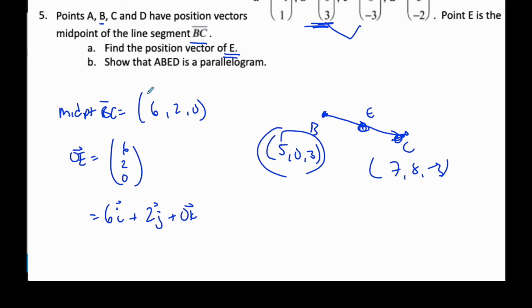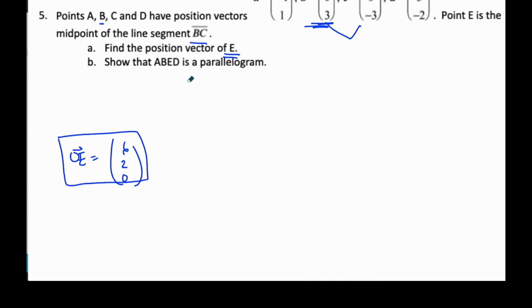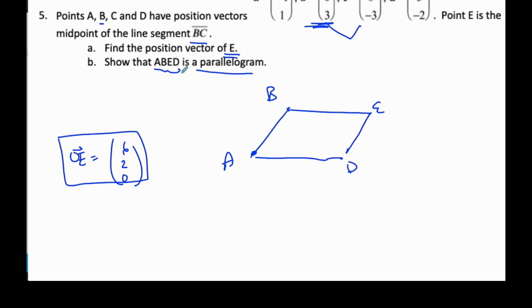All right, so here is OE. We have E, we have all our vectors. We now have to show that ABED is a parallelogram. When we're making a parallelogram, we have to do it in order. So I'm going to draw a diagram. Here's a parallelogram as such, and here's A, B, E, D. It has to be in the order that it's written, A to B, E, D, and so on.